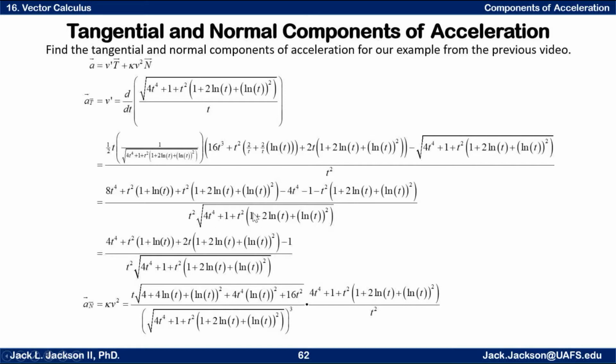All right, let's do just a little bit more cleaning up. 8t to the fourth minus 4t to the fourth is 4t to the fourth. And then this one and this one all have t squared, so I can factor that out. And I'm left with, let's see here, I've got a 1 there, plus 1 more there is 2, minus 1 there is 1. I've got a log of t here, plus 2 more log t's is 3 log t's, minus 2 log t's is 1 log t.